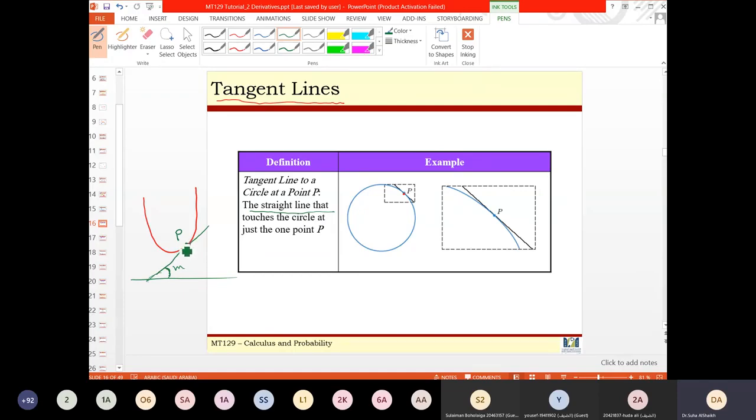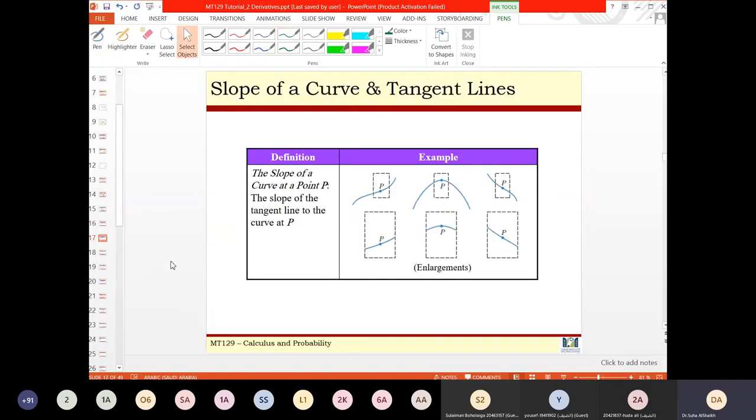If I have this point P and I want to know the slope of P on the curve, how do I find its slope, its gradient? I draw the tangent line. The slope of the tangent line is the slope of my curve at this point. So this is the importance of the tangent line. This is what we will see later. So the slope of a curve at a point is the same as the slope of the tangent line at this point.